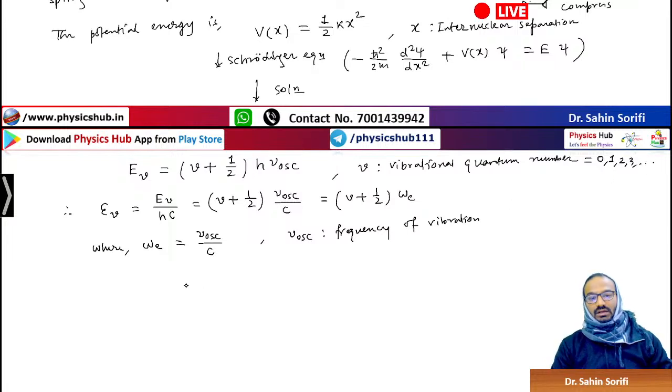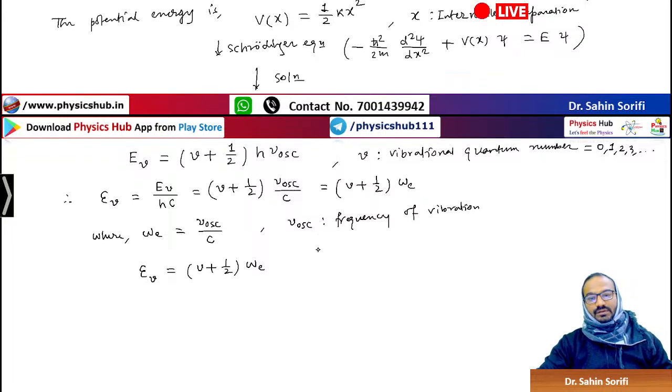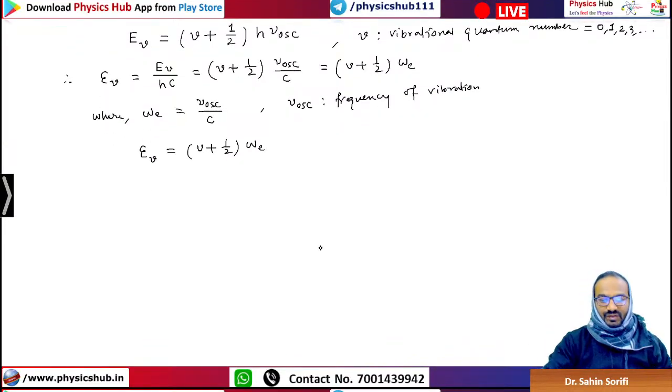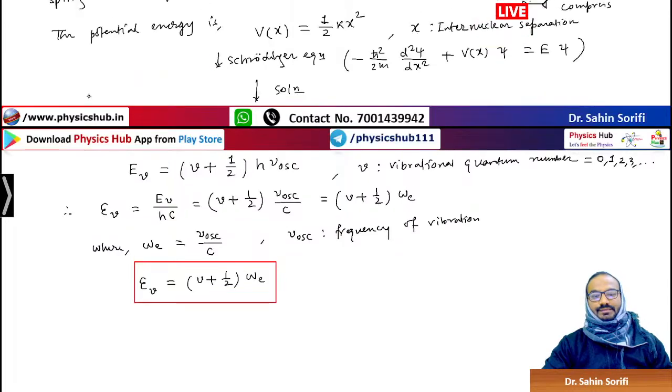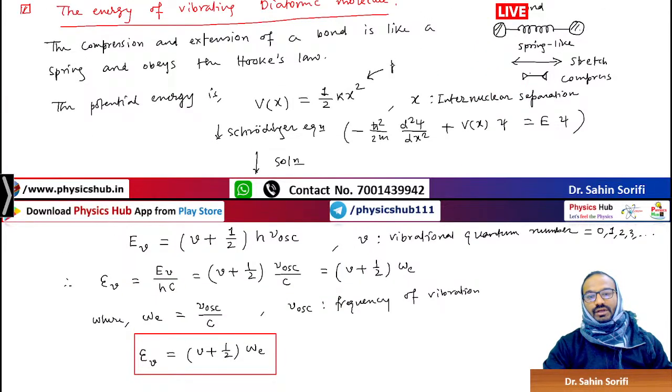The way we dealt with the harmonic oscillator potential, the same thing applies here. So our main formula, in terms of wave number, is E_V equals V plus half omega E. This result we get by considering the bonding between the two atoms like a spring, considering the potential purely harmonic. You see, half kx square means purely harmonic. Later we'll see that if you add some anharmonic term, there will be some change in the energy eigenvalue.